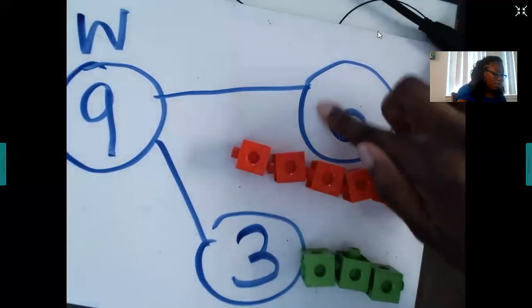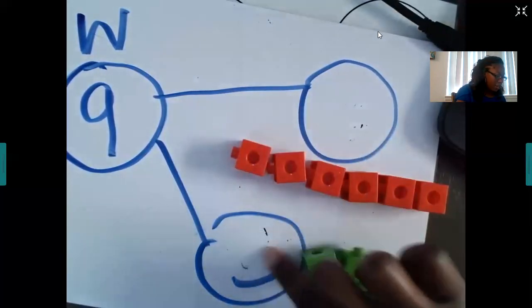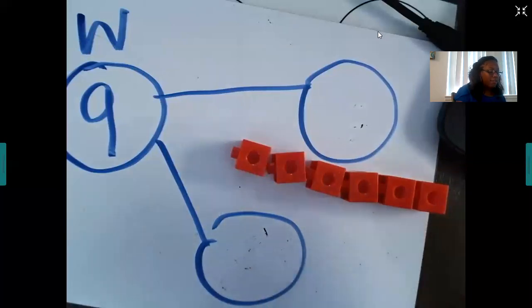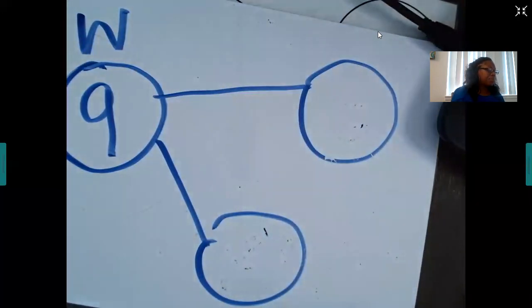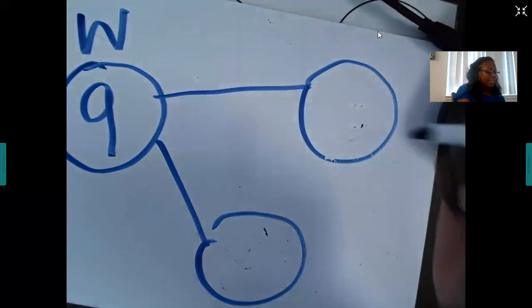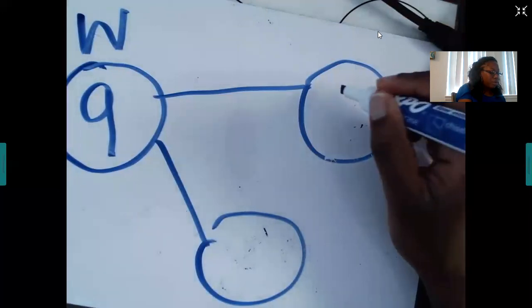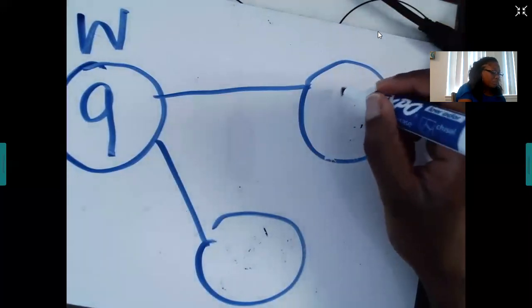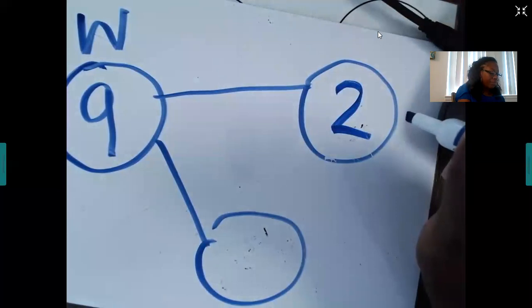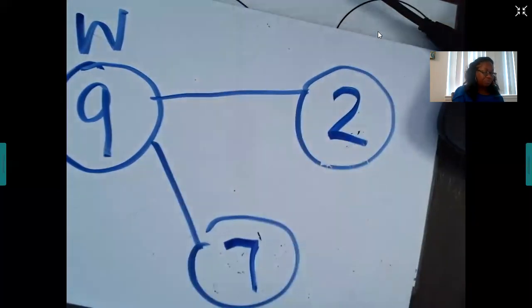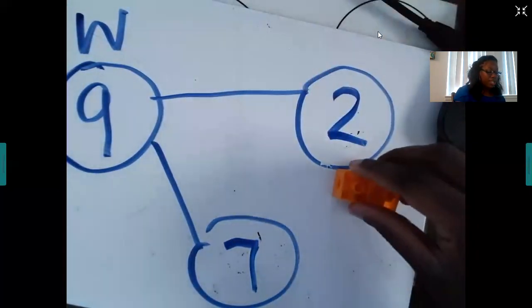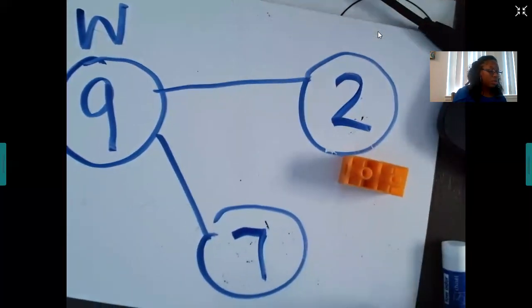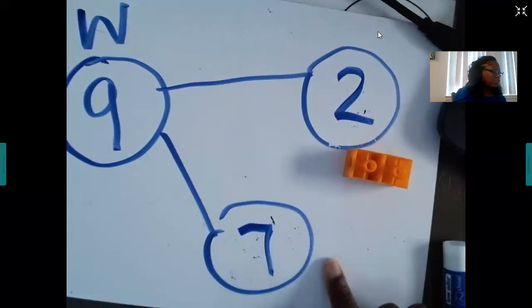Let's look at one more. I'm going to change my parts again. I can find my parts when my whole is 9. Well, I think I'm going to use 2 and 7. But I need to check my work. I'm going to put 2 cubes here to check my work because that's my first part, 2. And then I need to put 7 cubes right here.